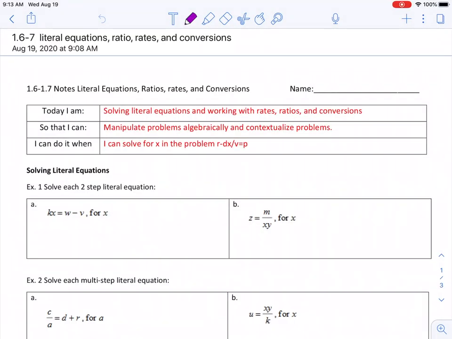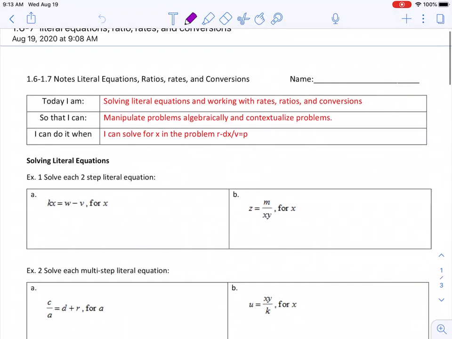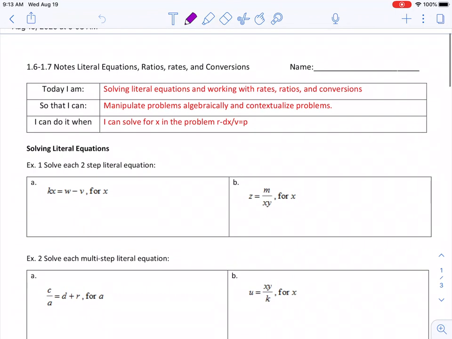Today we'll be working on 1.6, 1.7, which will include solving literal equations and working with ratios, rates, and conversions. So starting off, today we're solving literal equations and working with rates, ratios, and conversions so that we can manipulate problems algebraically, that's the literal equation part, and contextualize problems, that's working with our rates, ratios, and conversions.